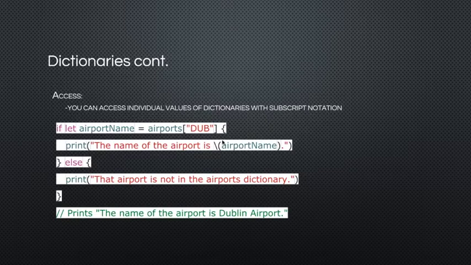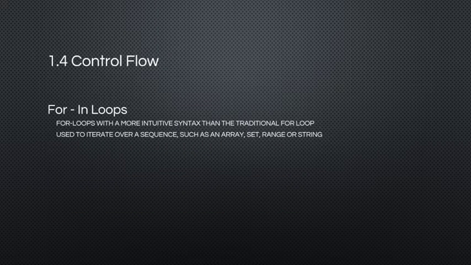So pretty much you can end up using the key and the value interchangeably. If you want to use Dub's value, then you would just say airport array notation Dub, and it would actually put the value, not the key, in airport name. Then you can print airport name, or the value of Dub, which is Dublin Airport. So there you go. That's dictionaries.